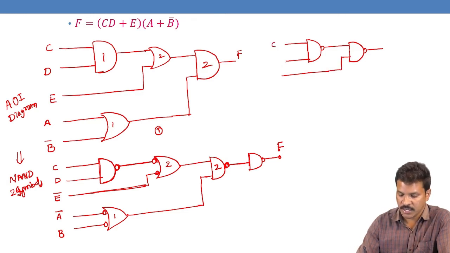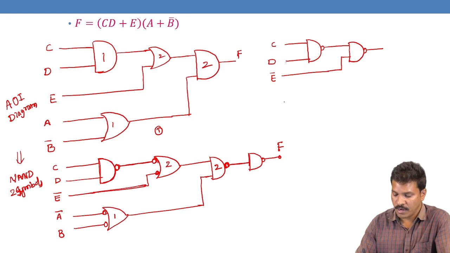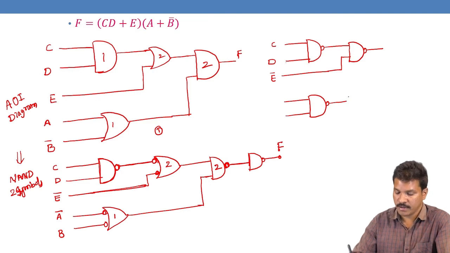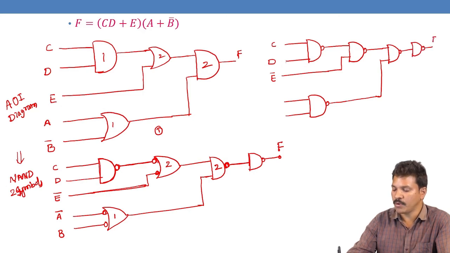This one is C, this one is D, this one is E bar, and then A bar and B are taken as a NAND gate, because the bubbled OR gate is replaced with a NAND gate, which is equal to it. This output is connected to a NAND gate, and this NAND output is followed by another single-input NAND gate to get the final output.